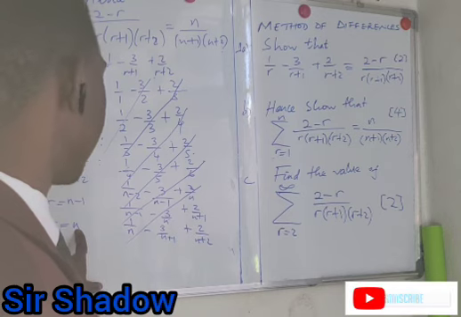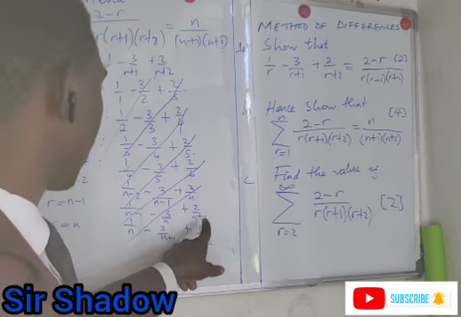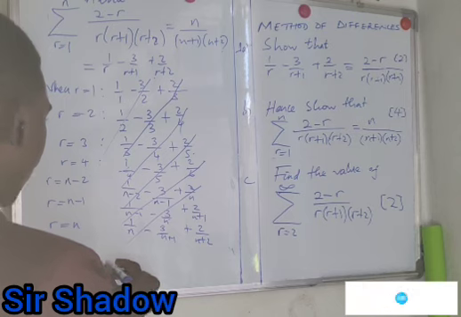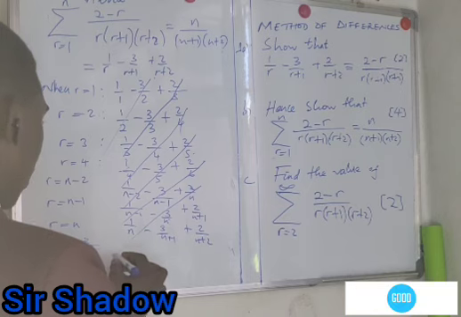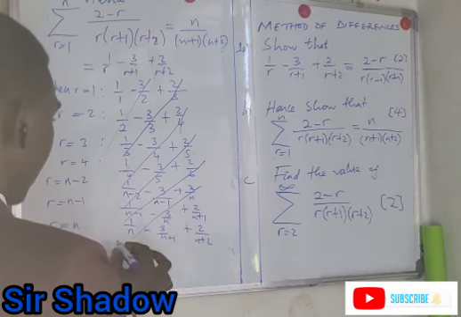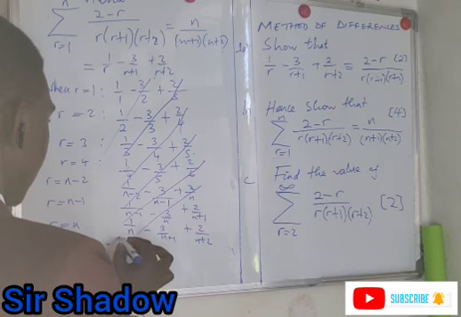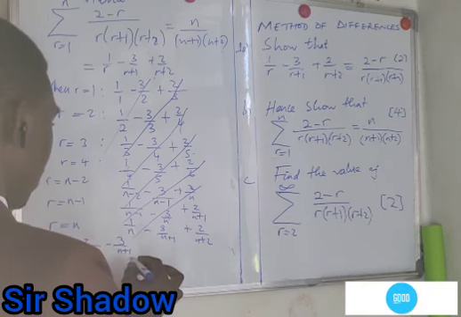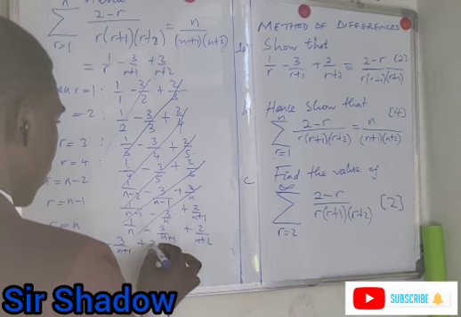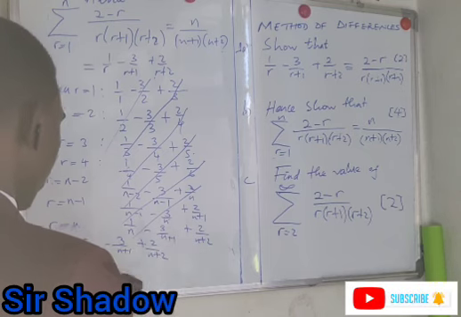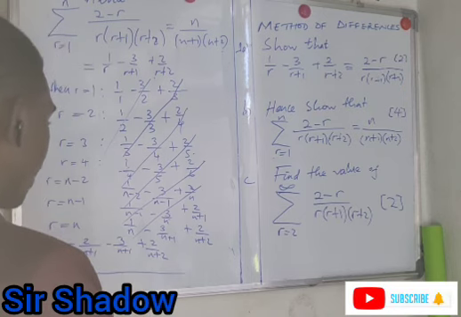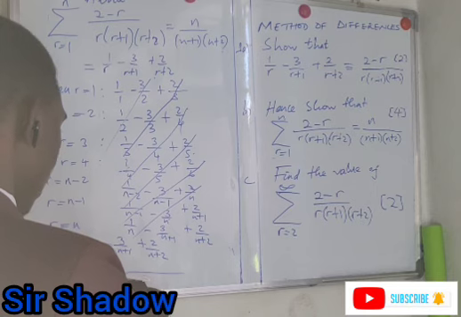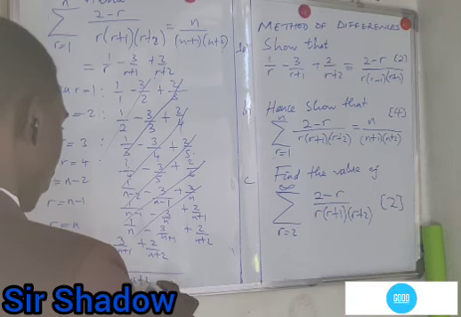n is our upper limit, right? So we are left with 2 over n plus 1, 2 over n plus 1 minus 3 over n plus 1 plus 2 over n plus 2. This is equal to finding the lowest common denominator. Our lowest common denominator here is n plus 1 and n plus 2, right?